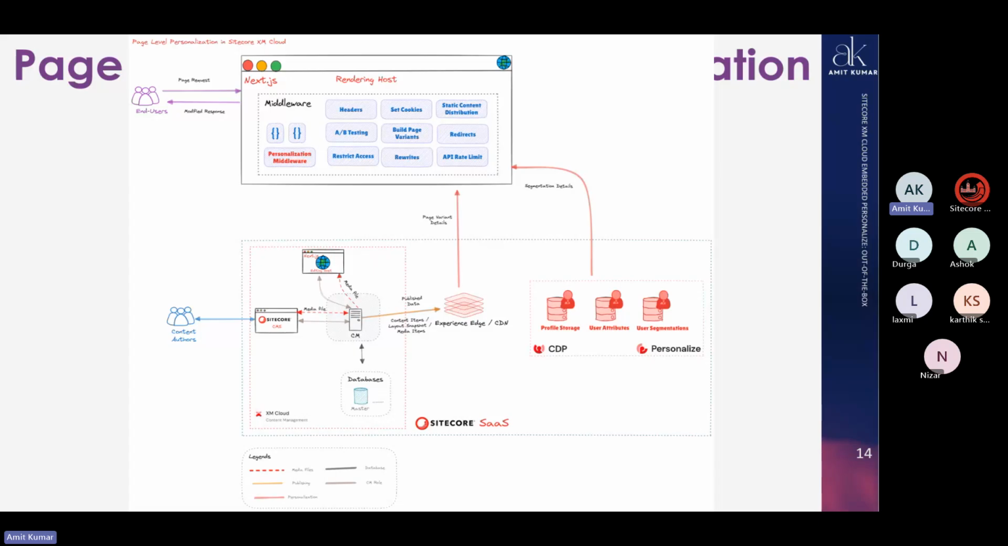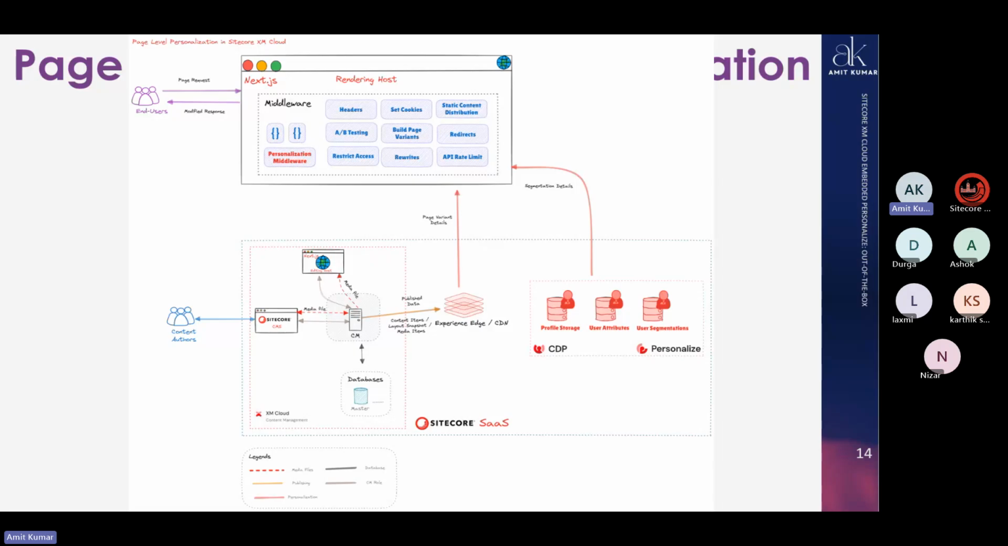So then what is happening is that the personalization middleware sends an Experience Edge request to get the data. But when you are doing SSG, the only difference is in when your middleware is making a call to the Experience Edge.